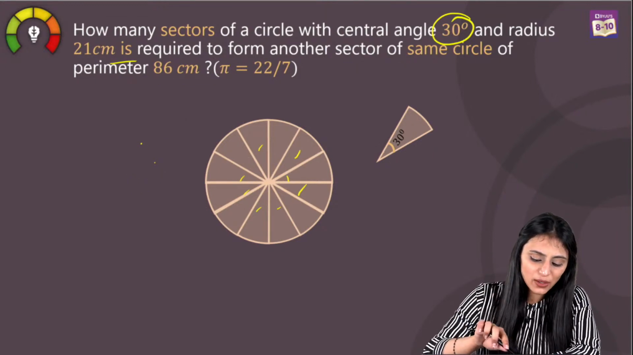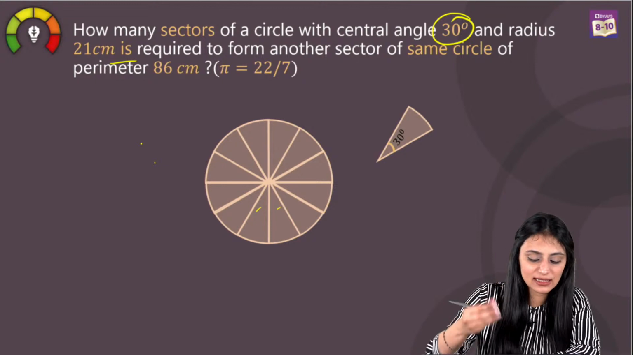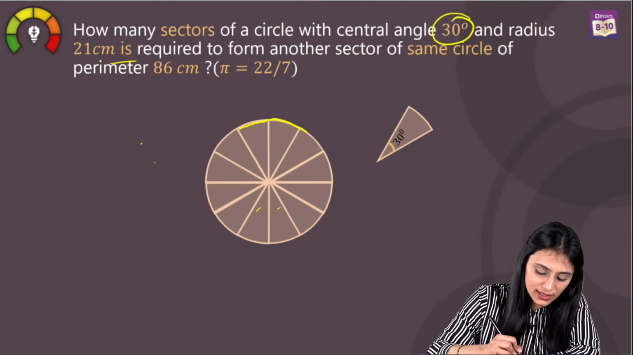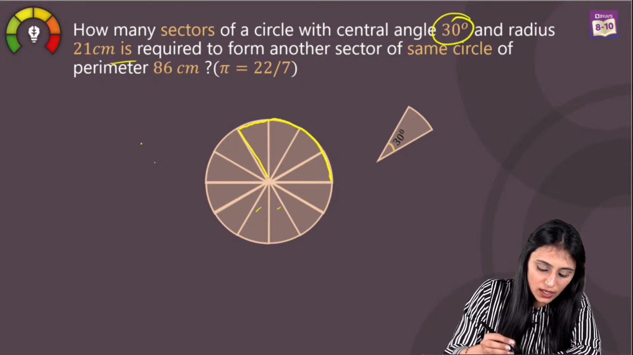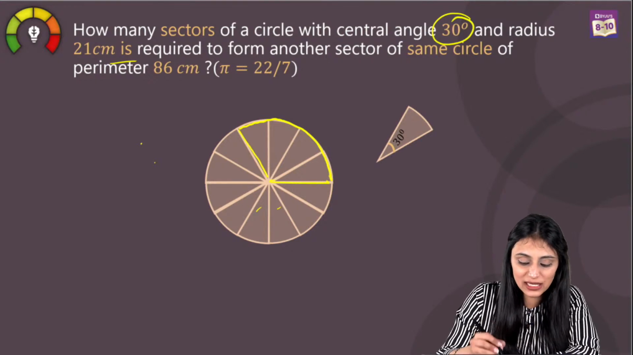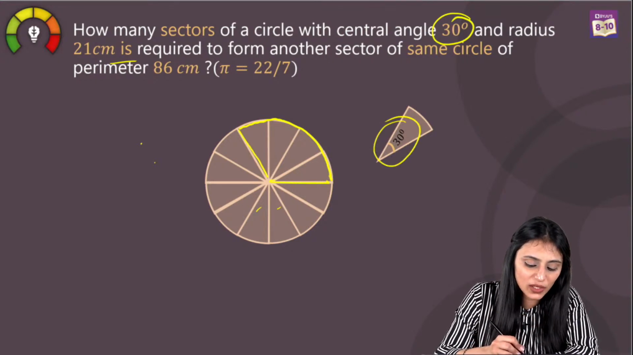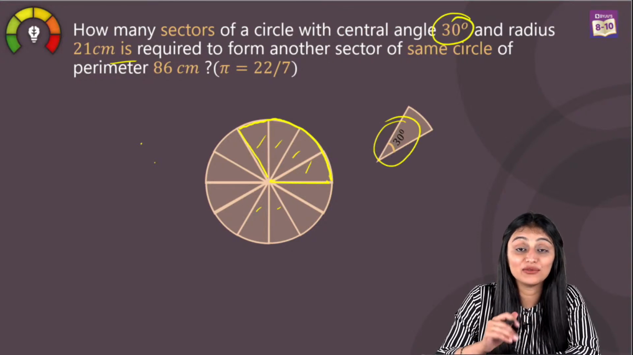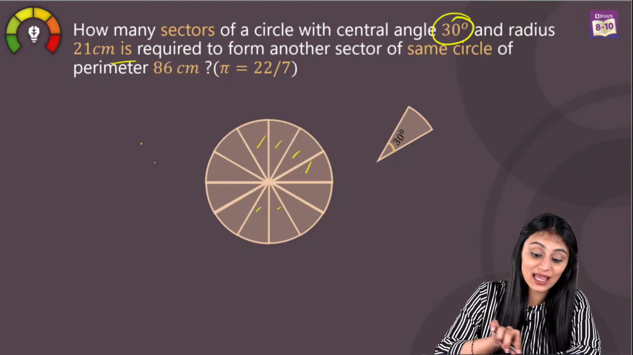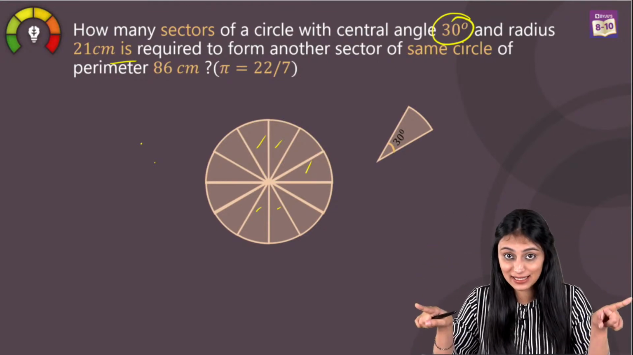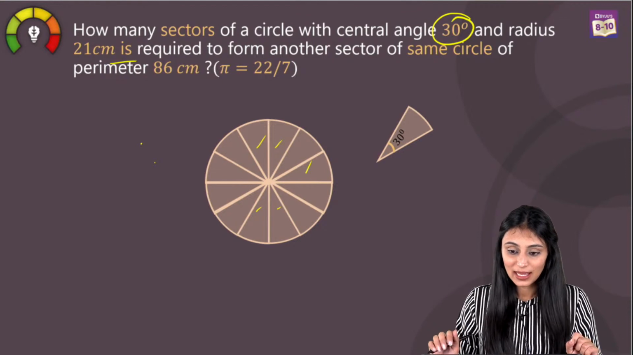I don't know how much 86 centimeter is. Let's suppose it is this much. So, how many sectors with central angle 30 will come in it? From here you would say 1, 2, 3, 4. But we have to find out. We don't know how many sectors it would cover. But the perimeter is 86, that is the length of the arc.